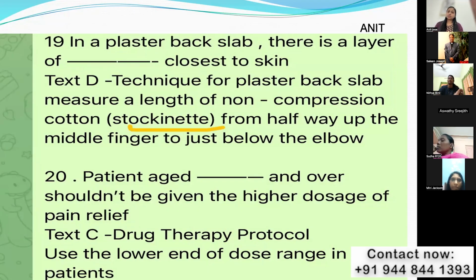In the text we can see that measure length of non-compression coated stockinette from halfway up the middle finger to just below the elbow. Here it's not a direct question, so we need to visualize the procedure. So it's easy for us to locate the answer. And also from the second sentence, we can identify that wrap cotton padding over top for the full length of the stockinette, 2 layers, 50% overlap. That means first we need to apply stockinette. After that, we need to apply cotton padding. So stockinette is close to the skin. Here the answer is stockinette.